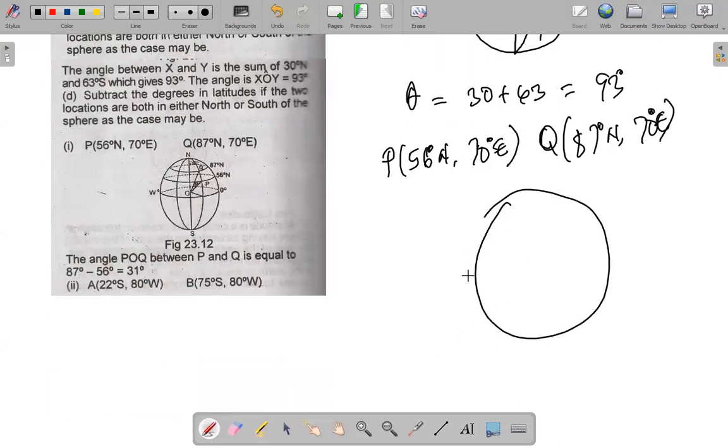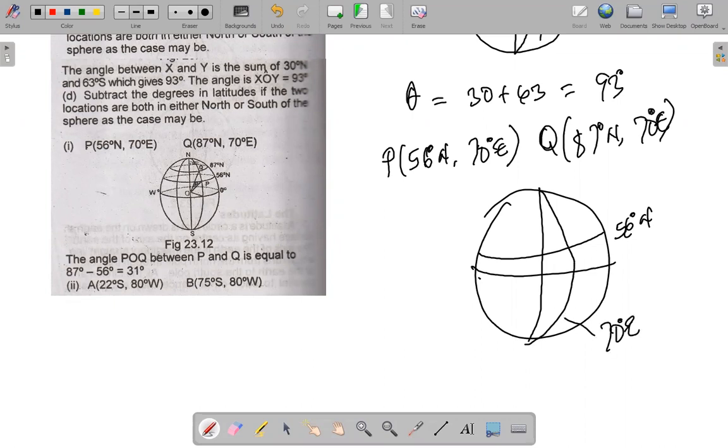Draw your P, and this is my equator. This is my prime meridian. P is on latitude 56 degrees north, longitude 70 degrees east. Is 70 degrees east. Q on the other hand, let me put point P first. Is point P. Q is on 87 degrees north.